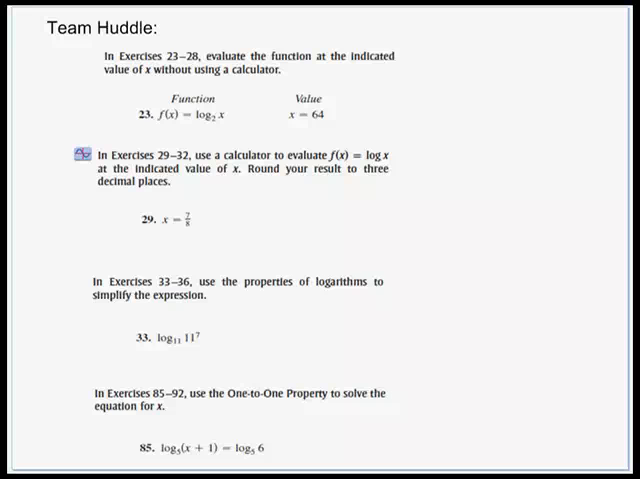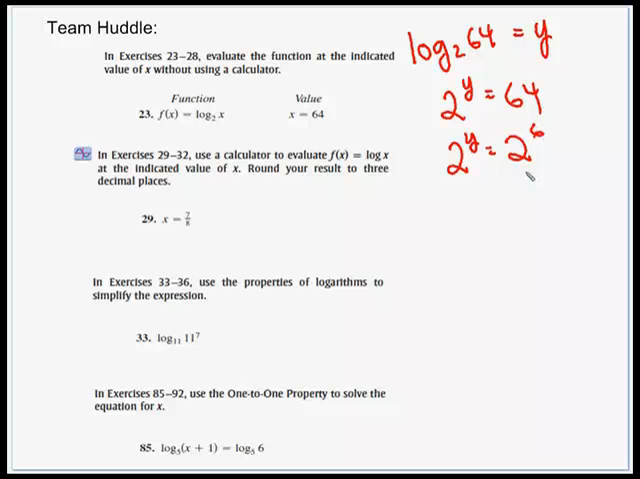Alrighty, let's see what happens here in number 23. Log base 2 of 64, our x value is 64. So this is going to be log base 2 of 64 is equal to some value y. And remember, that's our exponent. Our base is 2. So 2 to what power is equal to 64? Well, we can rewrite 64 as 2 to the 6th power. So y is equal to 6.